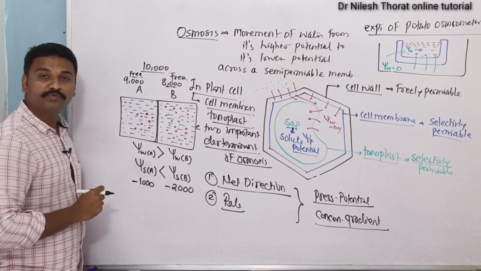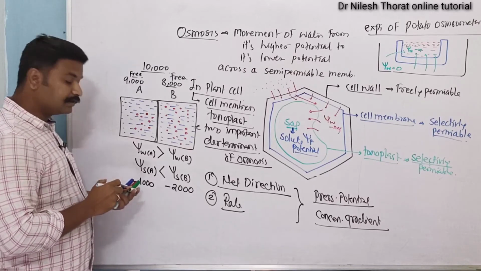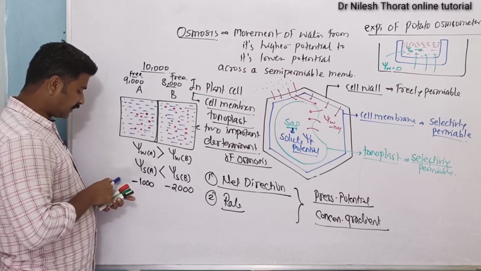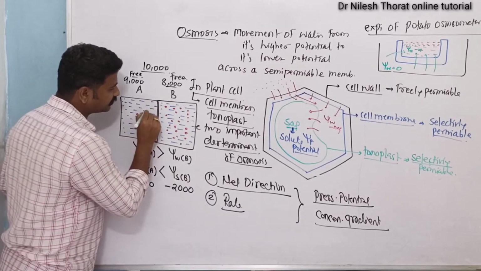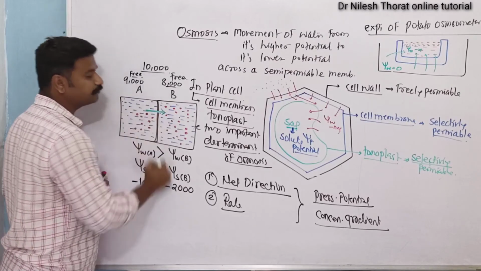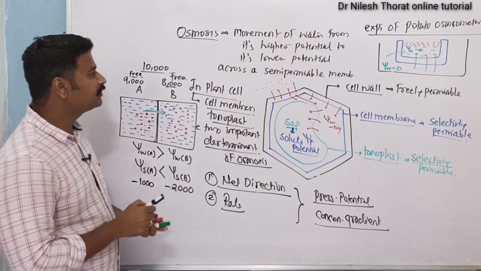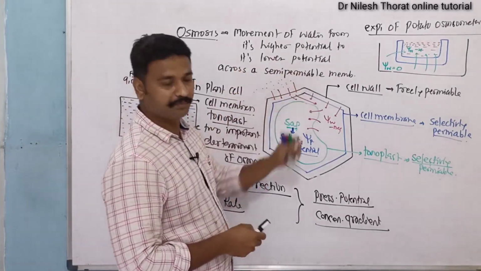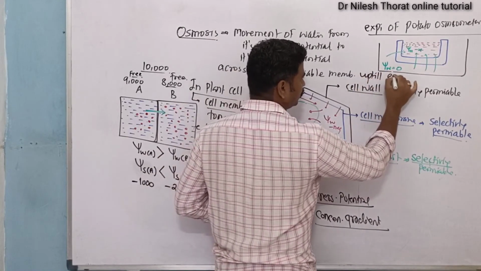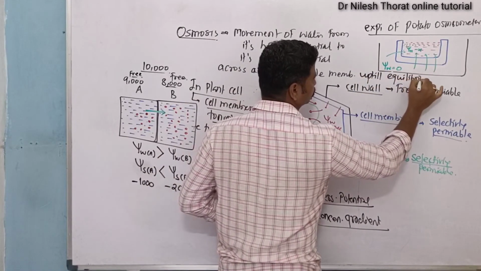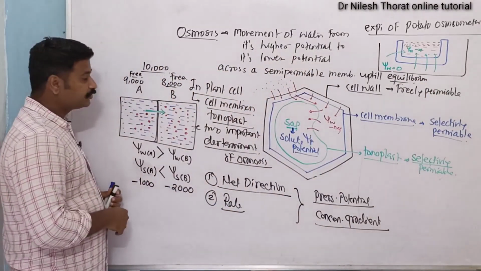Now in case of osmosis, the water will move from higher water potential to lower water potential. So in this system, across this semi-permeable membrane, the water will move from system A to system B up till equilibrium. So the osmosis will happen across a semi-permeable membrane up till equilibrium. Are you clear? When will the equilibrium be achieved?